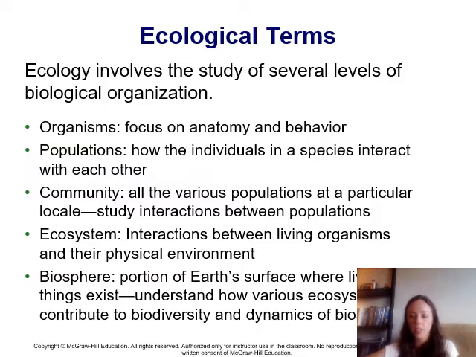So that's going to be the plants and animals in interaction with the rocks and nutrients that you can find. And then the biosphere, of course, is the portion of the Earth's surface. The biosphere is where all the various different ecosystems are interacting with each other. And the main way that they're going to interact with each other is through weather systems.